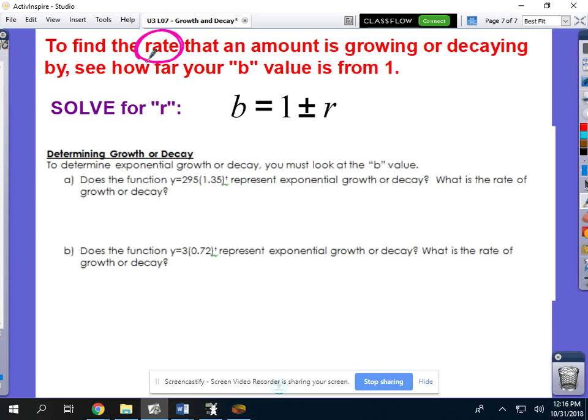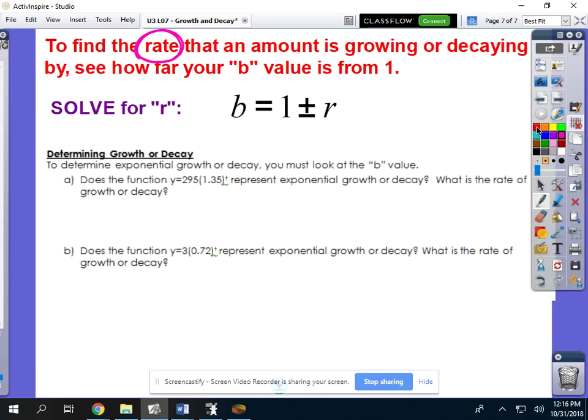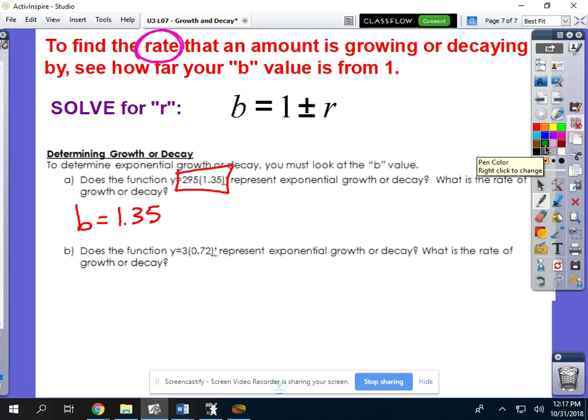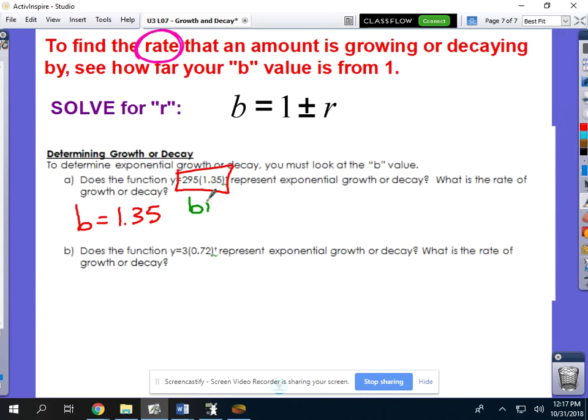And that's pretty easy, okay? But it's the decay one that's tough. So let's do the easy one first. We know that our function is this. So the first thing we have to do is we say, well, okay, what is my b value? Well, my b value is that 1.35, okay? So that's my b value. So here's what we've got to figure out. Well, if it's 1.35, that means that we are bigger than 1, right? Obviously, doesn't take a genius to figure that out.